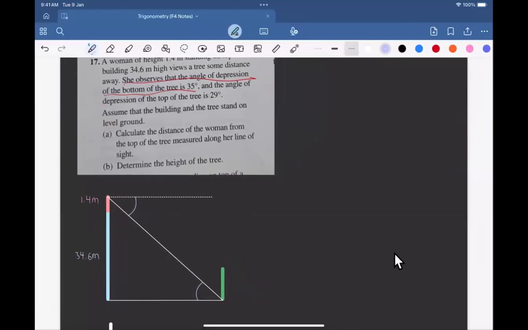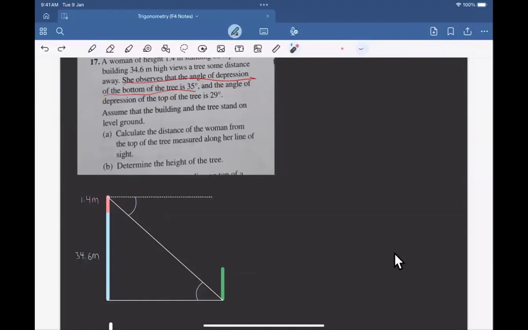Let me just start it back, right? So you understand this part here, the building and the woman standing on the building. And in the first part, she's looking at the tree, right? What was the first piece of information? The angle of depression of the bottom of the tree is 35 degrees.